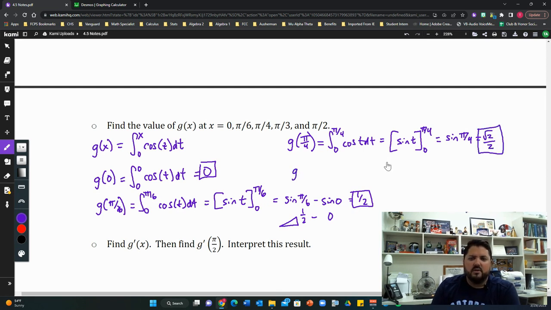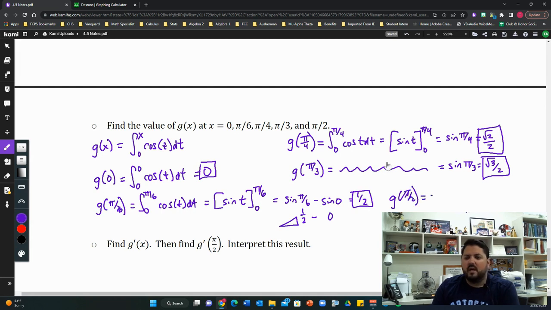Then our next one, g of pi over 3. I'm going to expedite this. If I chose to write all of this out, in the end, it would really turn into sine of pi over 3, which is the big y coordinate, so root 3 over 2. Then the next one would be g of pi over 2. Again, if I write everything out, I end up with sine of pi over 2, and that is 1.